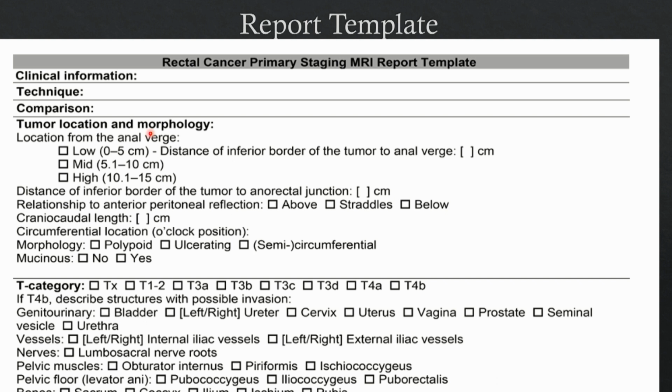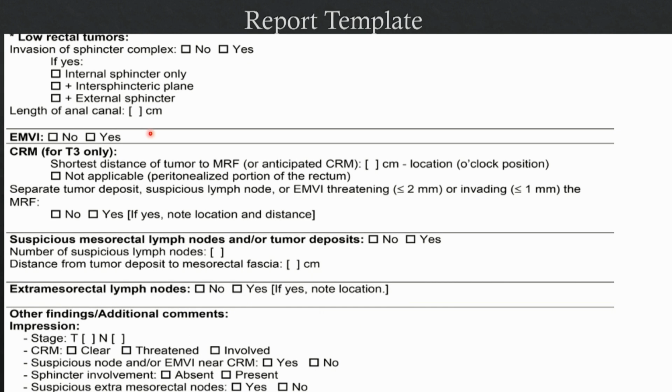There are a number of report templates available on the net. If you have a structured report template, you won't miss anything like tumor location, morphology, distance from the inferior border, relationship to the anterior peritoneal reflection, craniocaudal length, circumferential location. Then comes the T category. The report templates of lower rectal tumors must include the invasion of the sphincter complex: the internal sphincter, intersphincteric plane, and external sphincter. EMVI and CRM are the two most important things.